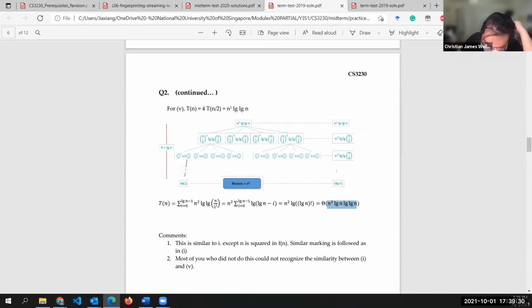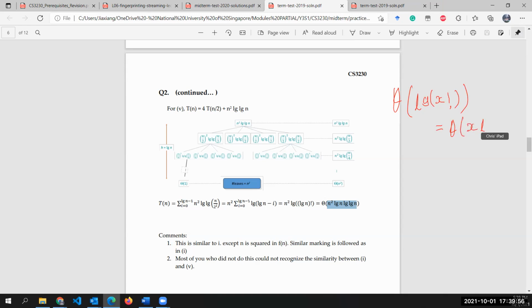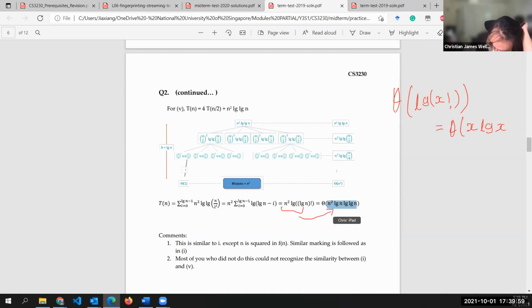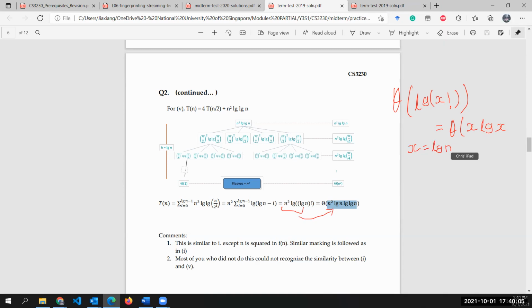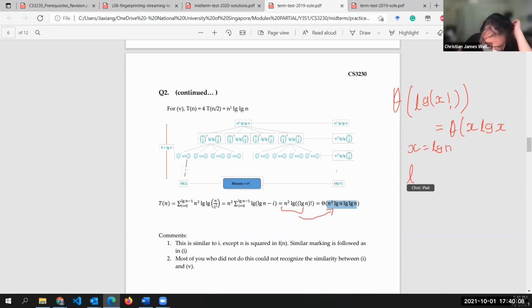So this is another thing: remember what you've been taught before. Theta of log of x factorial is x log x, correct? So what happened from here to here is basically substituting x equals log n. Oh, okay, you notice that? Let me write that for completeness.